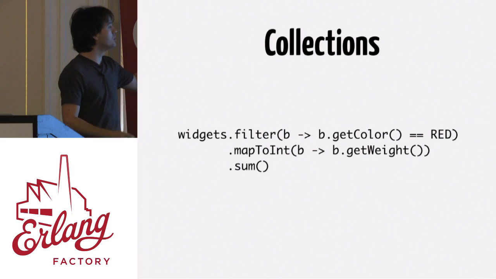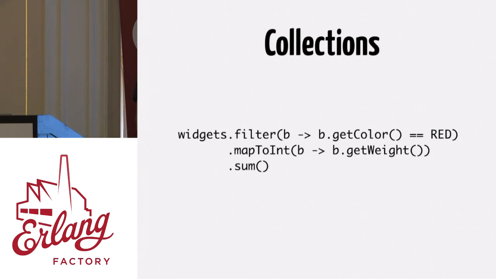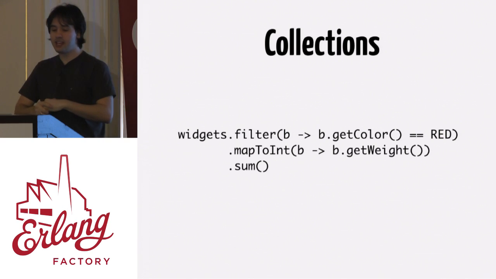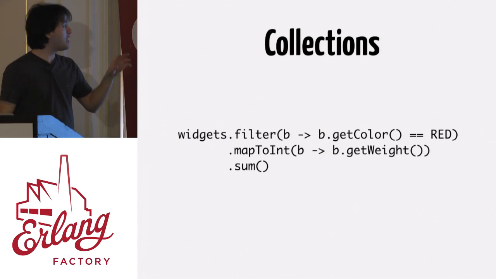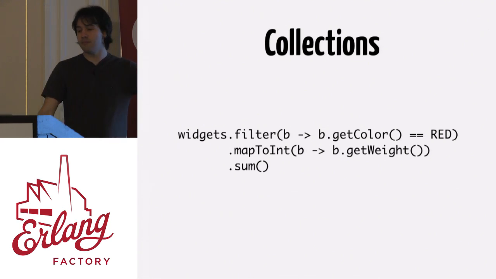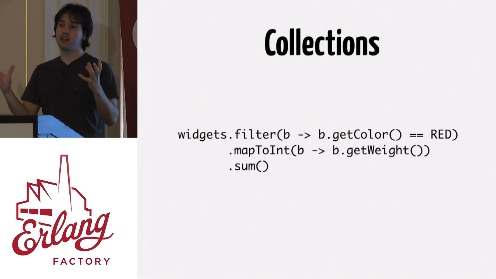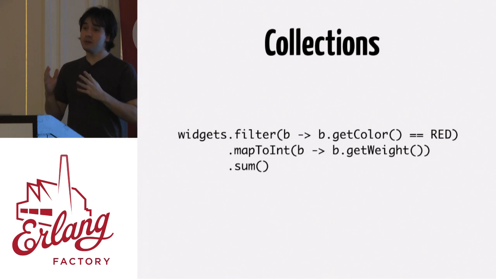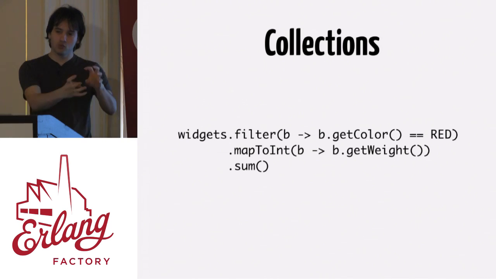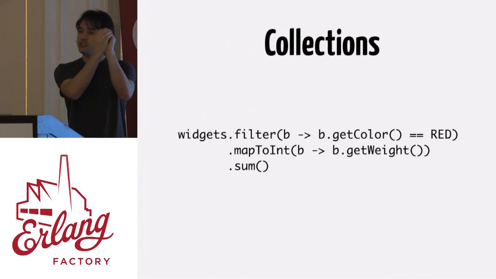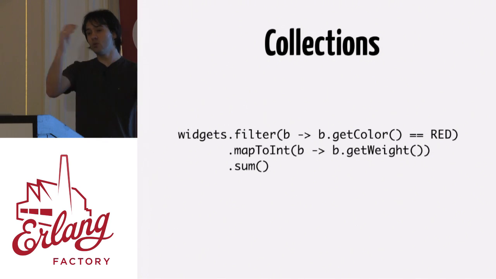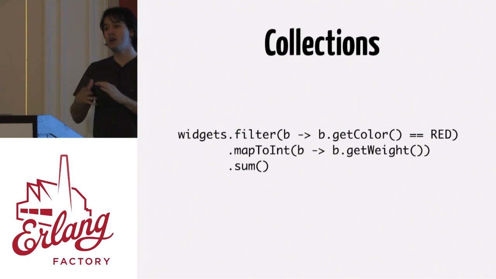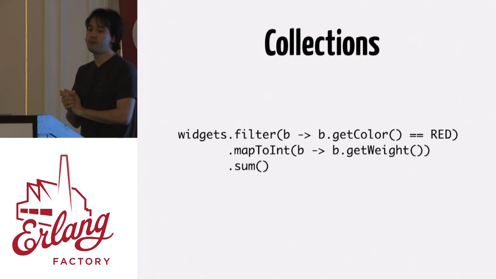And in this code, it doesn't really matter if widgets is a list or a set or an array. You can use those functions, filter, map, sum, and whatnot, with anything that behaves like a collection. And this is really important because you need to learn just one set of API, just one set of functions that's going to work with everything. You don't need to learn a bunch of different APIs specific to every data type.